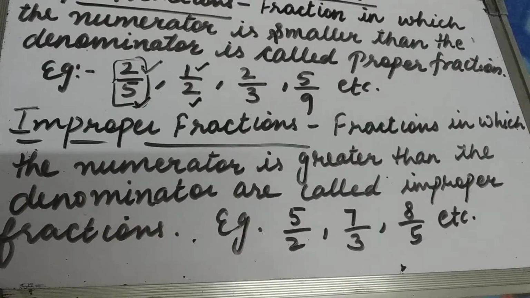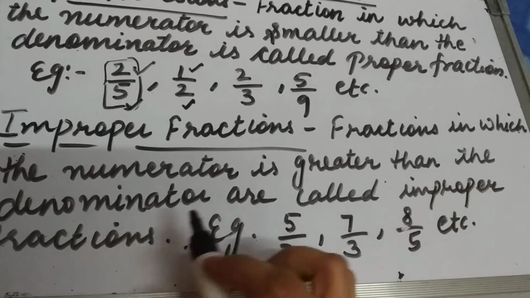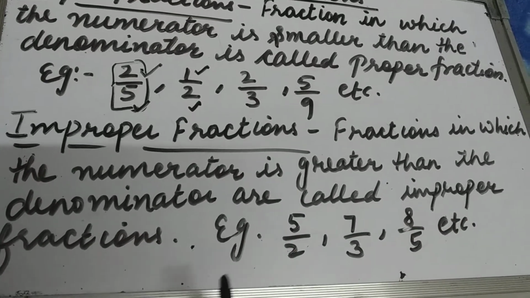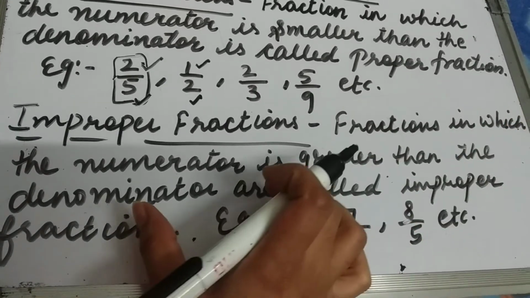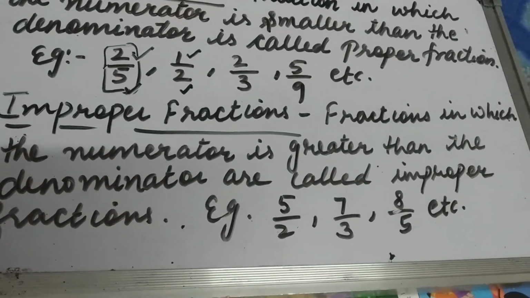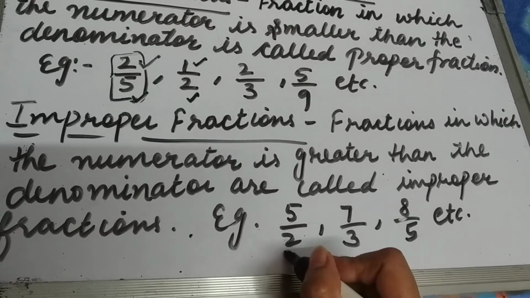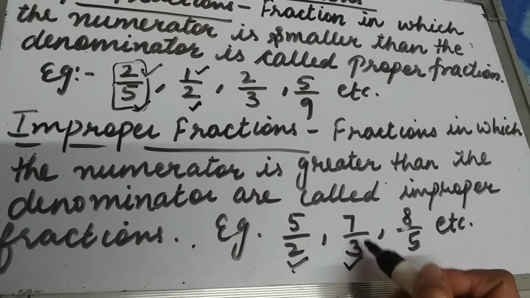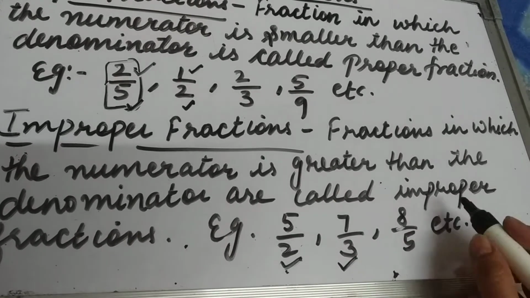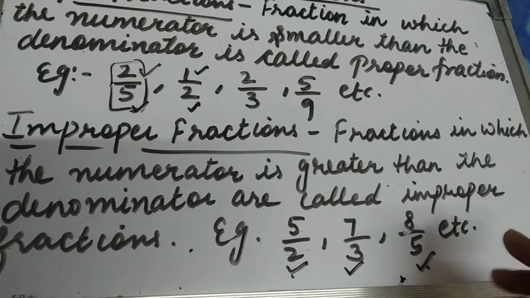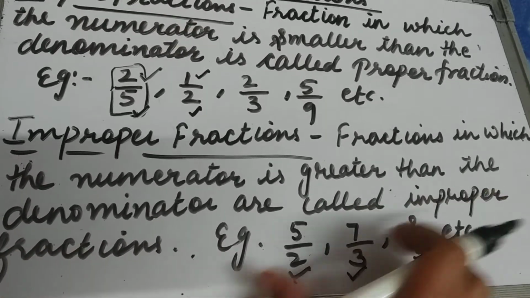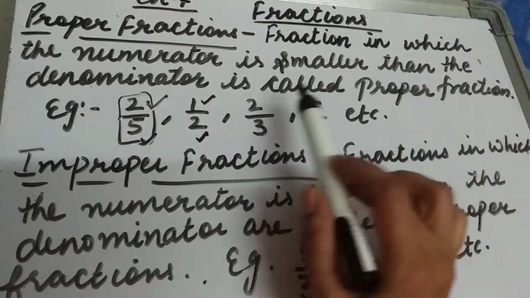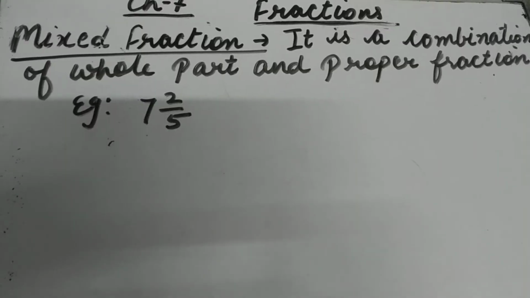Next come improper fractions. Fractions in which the numerator is greater than the denominator are called improper fractions. See, 5 by 2. Here the numerator is greater than the denominator. 7 by 3, in this also the numerator is greater than the denominator. 8 by 5, the numerator is greater than the denominator. So the fractions in which the numerator is greater than the denominator are called improper fractions, and the fractions in which the numerator is smaller than the denominator are called proper fractions.